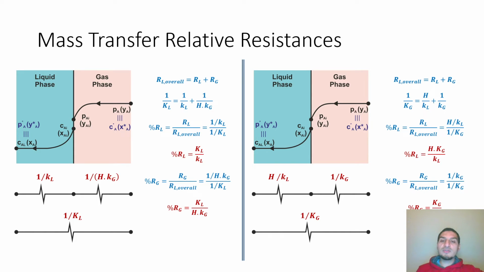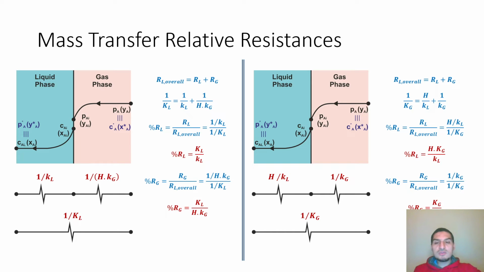So let's say I have a case where the gas phase resistance is 90% of the whole resistance, and the liquid phase is contributing only 10% to the overall resistance. And I want to enhance the mass transfer rate or the flux, so I increase the turbulence in the liquid phase, and I increase the mass transfer coefficient in the liquid phase by any means. So what I'm doing is reducing the resistance, which is only 10% of the whole resistance.